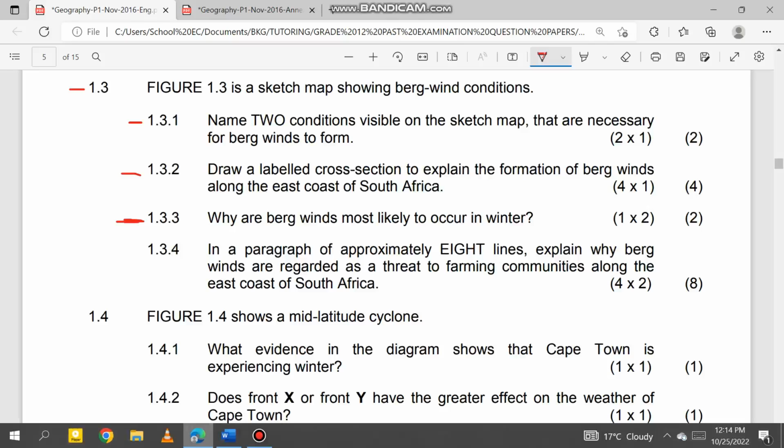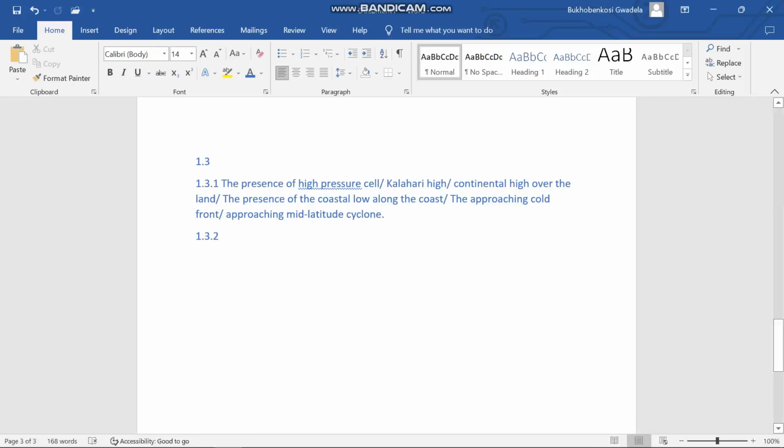So for your answer here, why berg winds occur mostly in winter is because the Kalahari High is dominant over the inland, over the interior of South Africa in winter. You can also say that. That's your 2 marks.